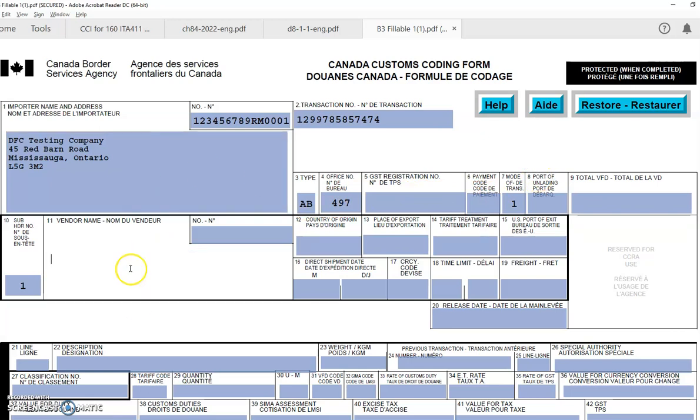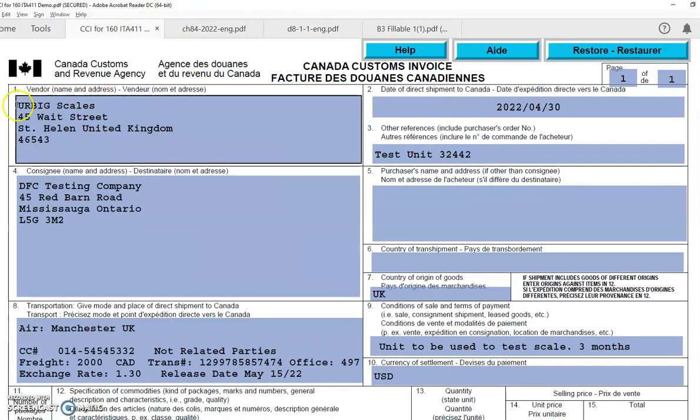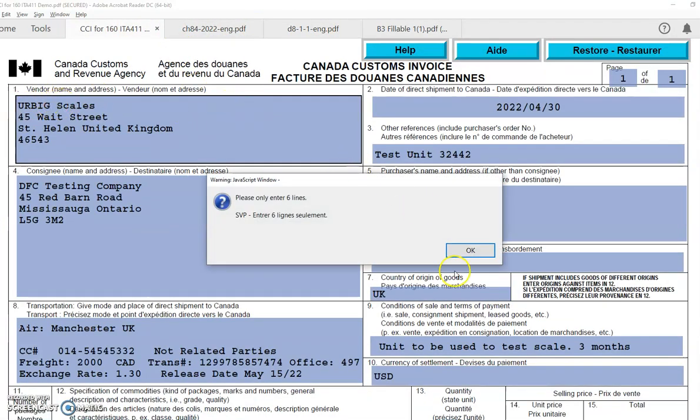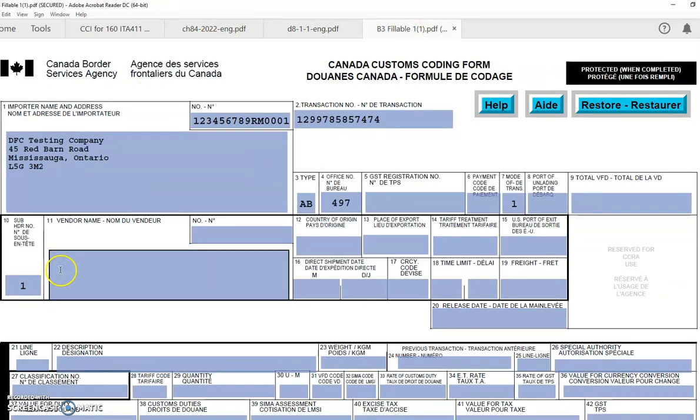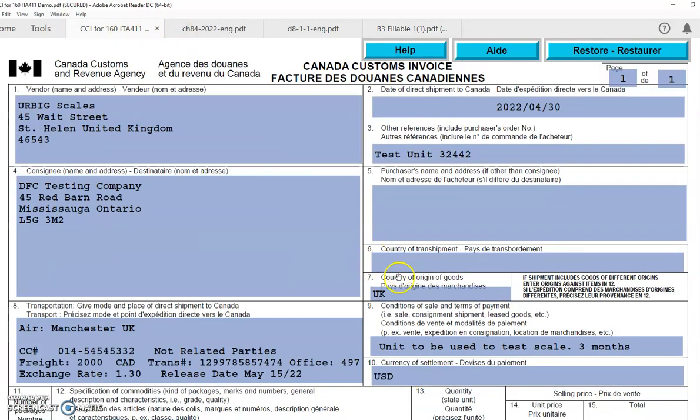So next would be the vendor name, and the vendor name is UR Big Scales, okay? And that's all you put, because this is not from the United States. The vendor is not in the United States. The vendor is in the UK. All we put is the name of the vendor. Country of origin of this particular item is UK.